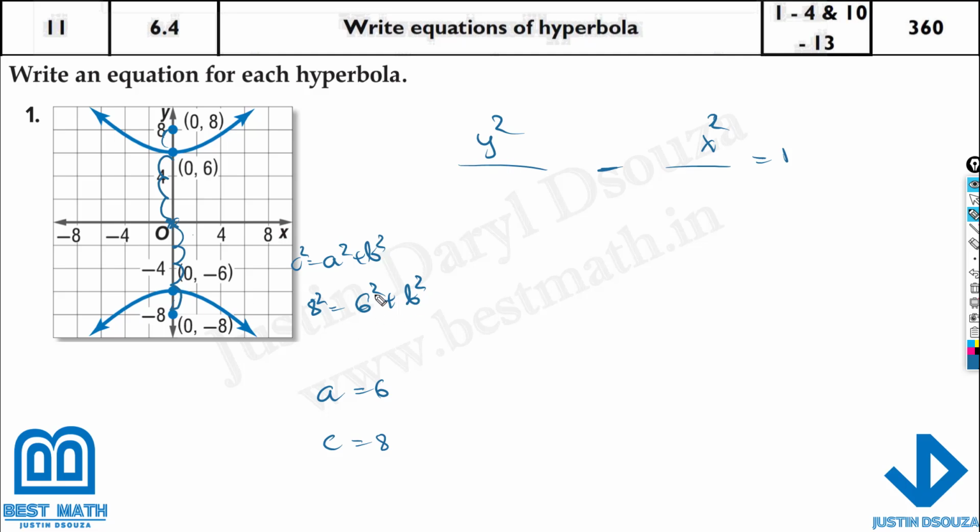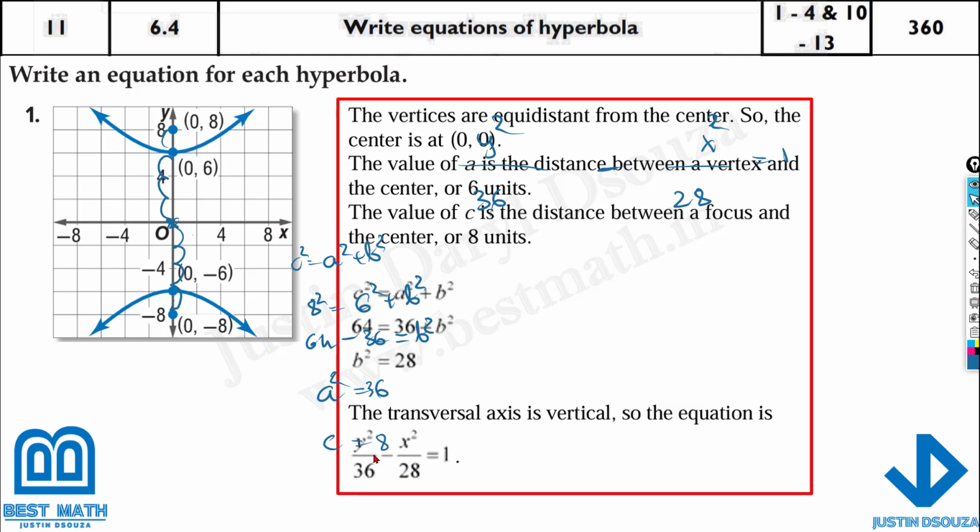It's 8 squared equals 6 squared plus b squared. We can just put that directly in the calculator and solve. I wouldn't ask you to solve for b. Just solve for b squared itself, because the formula has b squared. Here below this y squared, it's 36, not 6. We do a squared, right? 36. Same way over here. 8 squared is 64 minus 36 is equal to b squared. That's 28. This will be the final answer for the hyperbola. That is the equation: y squared by 36 minus x squared by 28 equals 1.